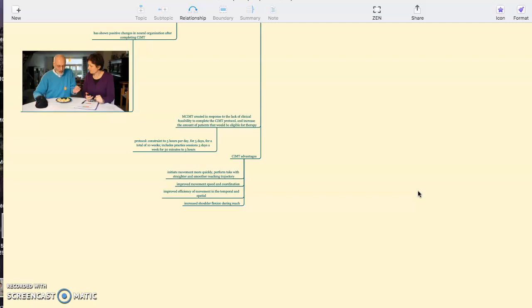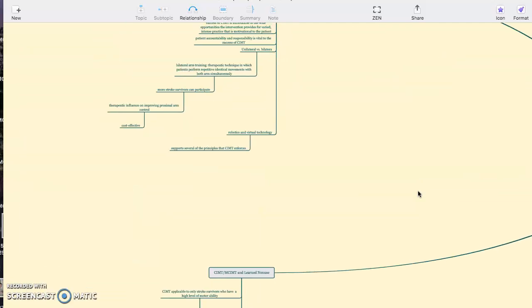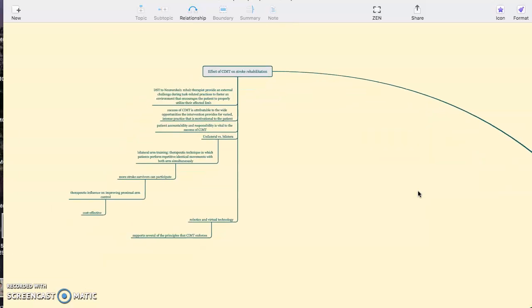Advantages to the original CIMT are that patients would initiate movement more quickly, perform tasks with straighter and smoother reaching trajectory, improved movement speed and coordination, improved efficiency of movement in the temporal and spatial, and increased shoulder flexion during reach. And now we have the effect of CIMT on stroke rehabilitation as a whole. Neuro rehab therapists provide an external challenge during task-related practice to foster an environment that encourages the patients to properly utilize their affected limb.